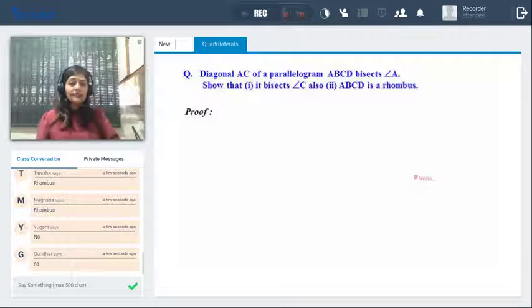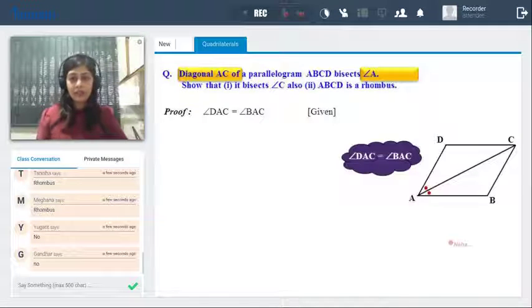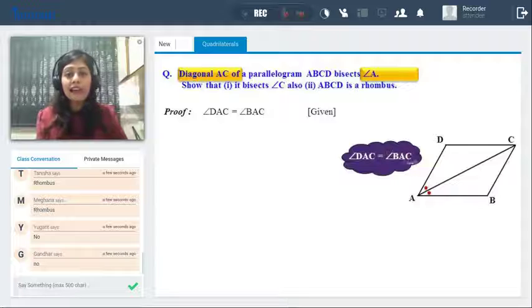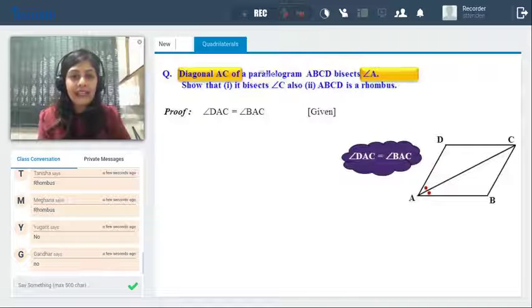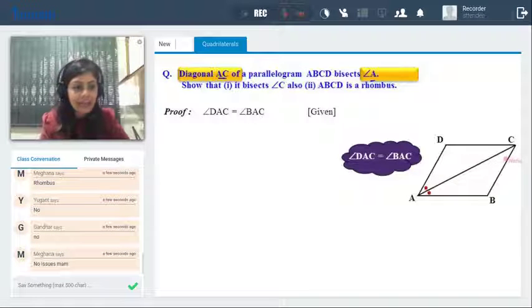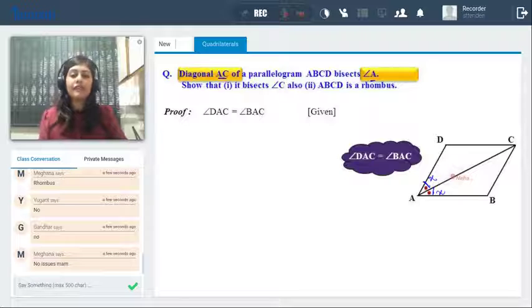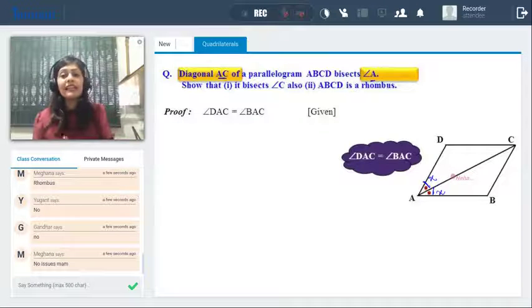Now, let's see what this sum talks about. Diagonal AC of a parallelogram ABCD bisects angle A. So students, what we understand is we have a parallelogram given to us here, and it's also given that this diagonal AC bisects angle A. So as you can see, angle DAC and angle BAC are equal to each other. Students, if two angles are equal, I would always prefer that you give them the name X.